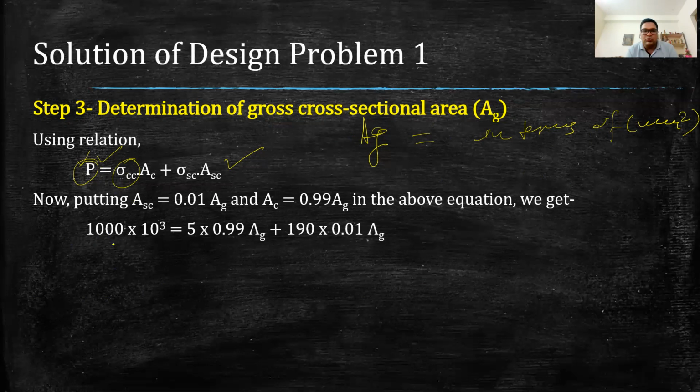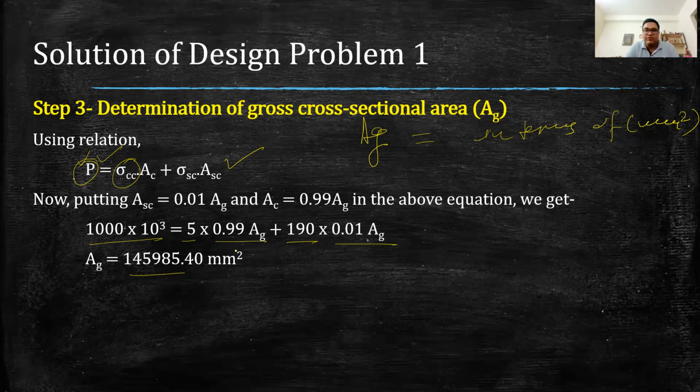So 1000 kilonewton multiplied by 10 raised to power 3 and 0.5 is the sigma cc and 0.99 Ag is the Ac, plus 190 is the sigma sc and 0.01 Ag is the Asc. Now in this only Ag is unknown, so by solving this we can find out the value of Ag as 145,985.40 mm square. So this completes our step 3.